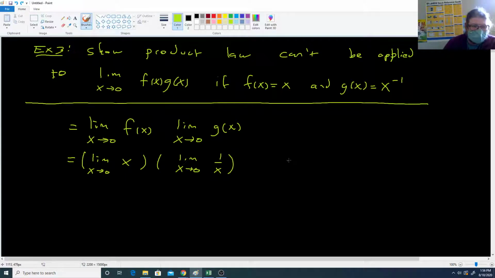1 over x's graph looks like this. When we try to say what the two-sided limit at 0 is, as you approach from the left, the graph approaches negative infinity. As you approach from the right, you approach positive infinity. So this limit right here does not exist.